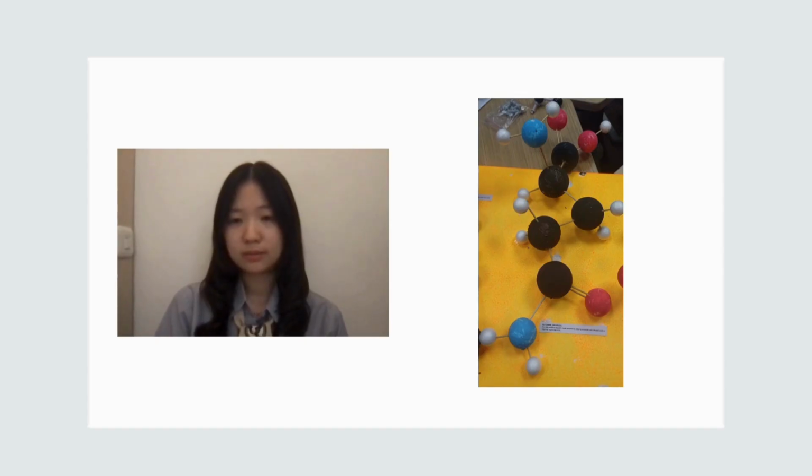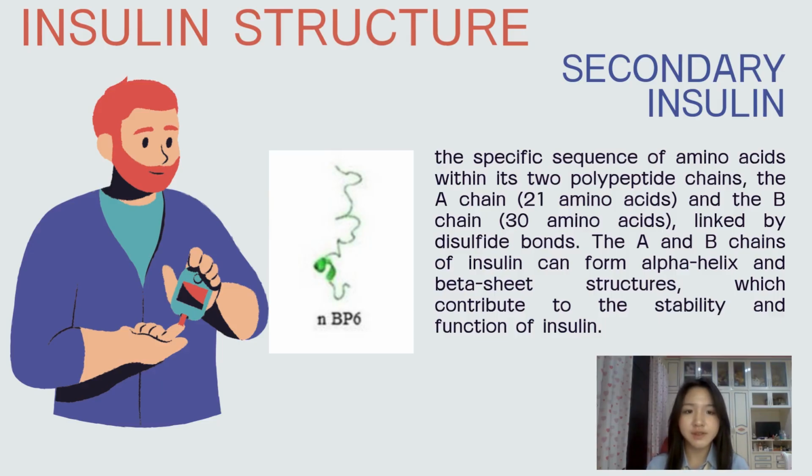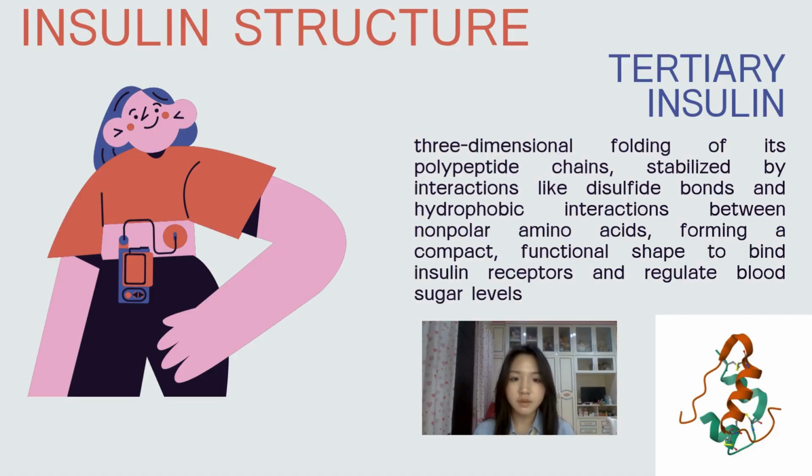Now we have secondary insulin, which is the specific sequence of amino acids within its two polypeptide chains, the A chain and the B chain, linked by the disulfide bonds. The A and B chains of insulin can form alpha helix and beta sheet structures, which contribute to the stability and function of insulin. Last but not least, we also have tertiary insulin, which is the three-dimensional folding of its polypeptide chains, stabilized by interactions like disulfide bonds and hydrophobic interactions between nonpolar amino acids, forming a compact functional shape to bind insulin receptors and regulate blood sugar levels.